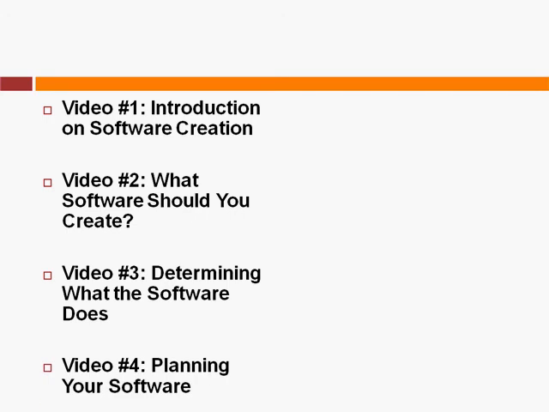Video 4 is about planning your own software. Once you have an idea of what you want and what the software does, you can take all of that and a few other things and plan your software. You'll need to create an outline, a blueprint, some sort of plan for your software so that when you hire a programmer, which we'll do in video 5, creating your software, you'll give them the specifications that you've planned out in video 4 so that they can create the software.